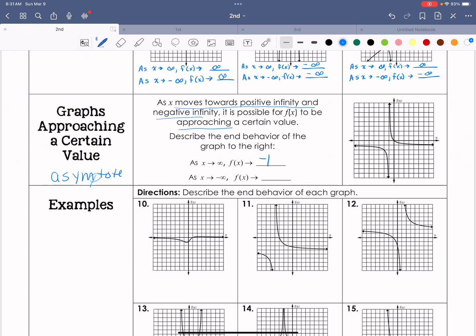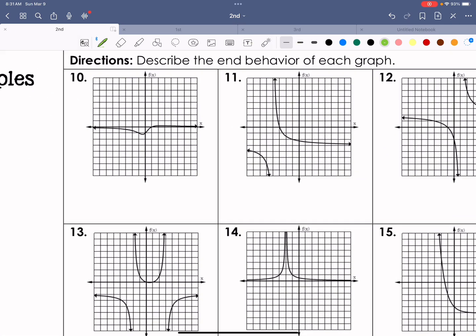All right, let's look at the other side of it. As x approaches negative infinity, this graph is going to come up and never quite cross that line either at negative 1. So technically what you have here is an asymptote right there at negative 1. It's going to approach it but never cross it. So let's look at these examples.